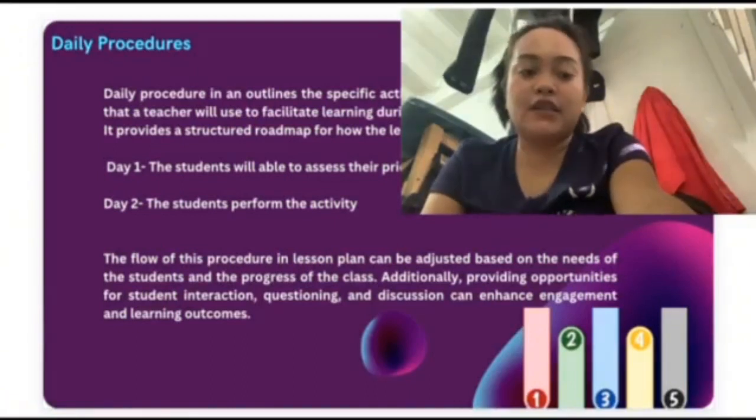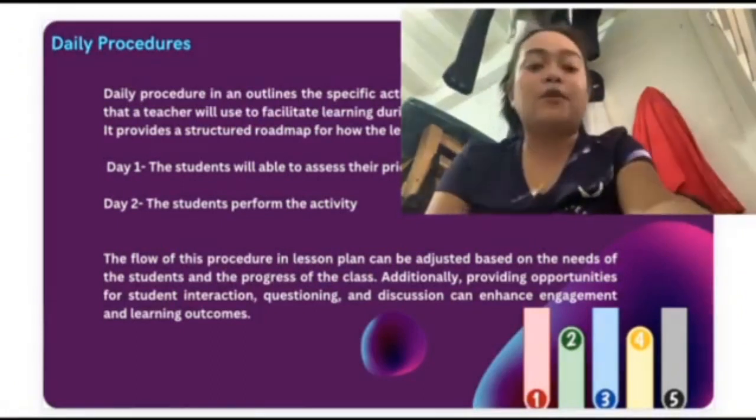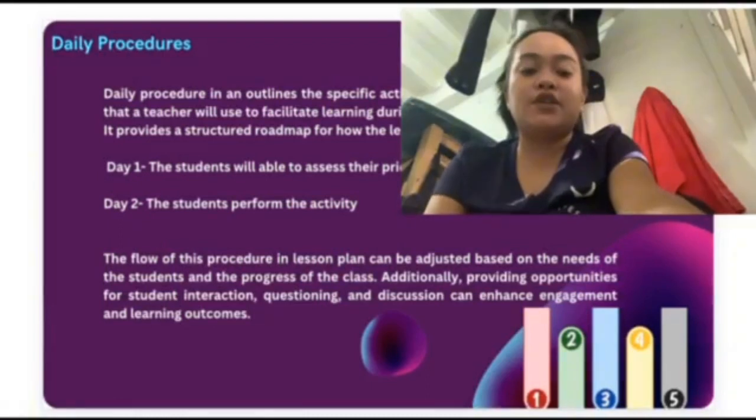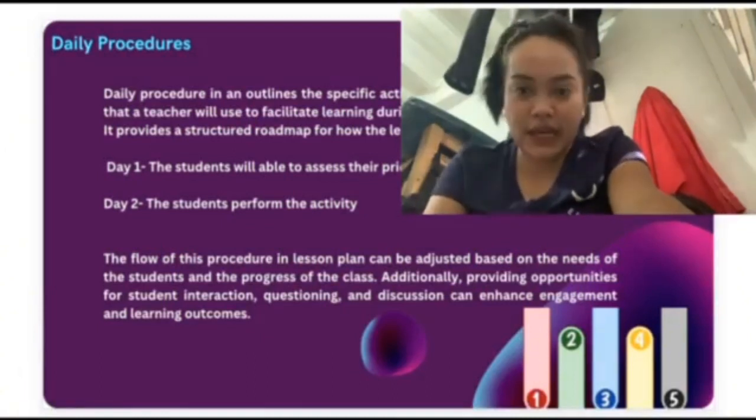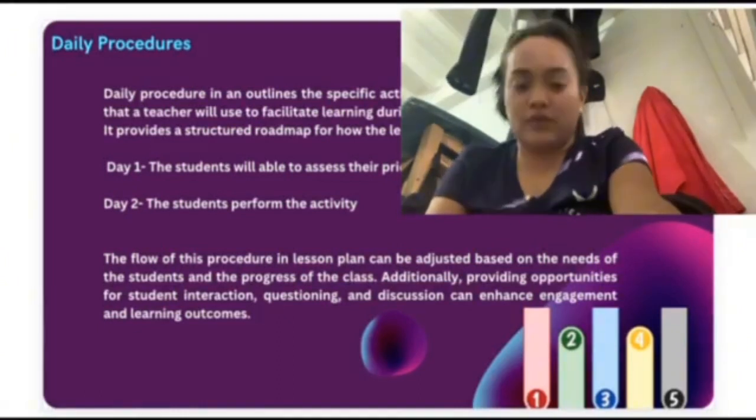And after, in day 2, the students perform the activity. So, the students first perform their activity. The flow of this procedure in the lesson plan can be adjusted based on the needs of the students and the progress of the class. Additionally, providing opportunities for student interaction, questioning, and discussion can enhance engagement and learning outcomes.